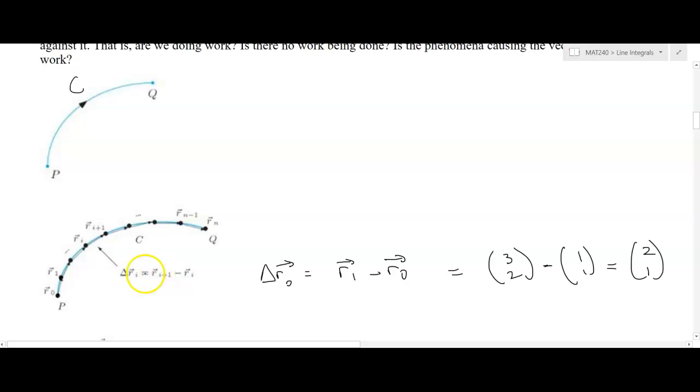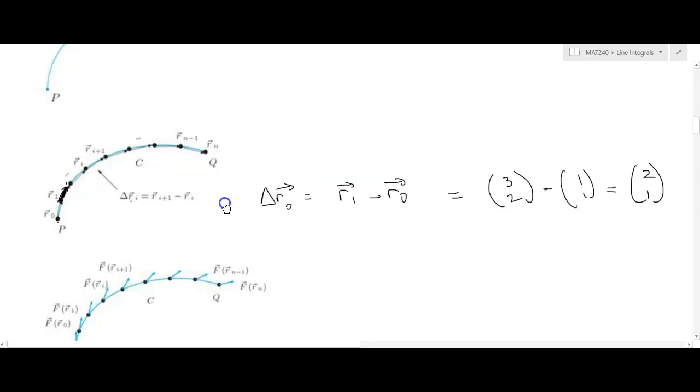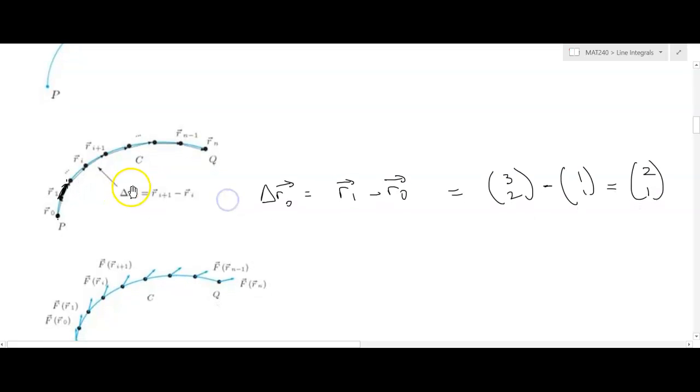We don't need to worry too much about all these indices, but to get this vector that we're calling delta r1, we subtract r2 minus r1, and that gives us the displacement vector between those two points. So if we break all these up, we're going to have a bunch of delta ri's, a bunch of these displacement vectors.